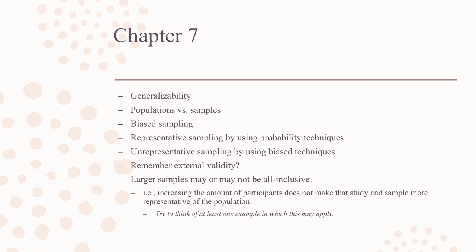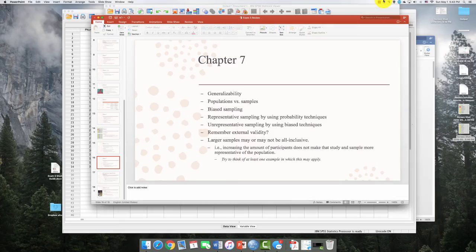Populations versus samples. A population is like the group of people that you want to study or have participate in your study, and a sample is just like a small collection of the people from that population. We do have biased sampling, and we can get a representative sampling by using certain techniques, which have been discussed in one study guide. So now I will show you that.